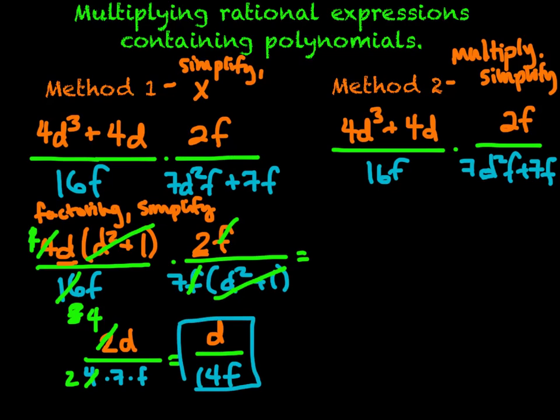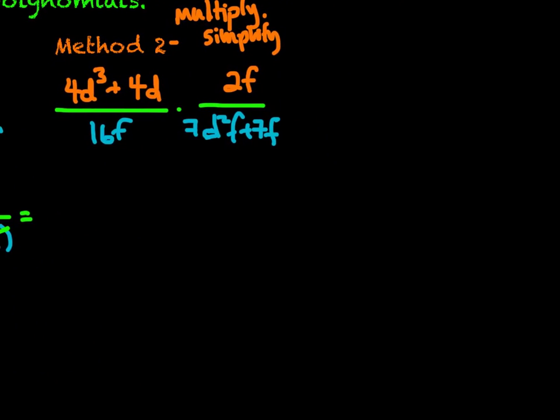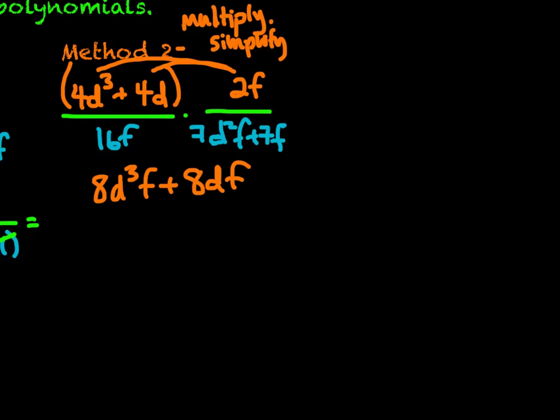Let's now look at the second method, essentially multiplying first and then simplifying. And I'm going to scoot over here so I have enough room. So we're going to first multiply and then simplify. We have 4d to the third plus 4d times 2f. So essentially what we're saying is all of this 4d to the third and the 4d, that's in parentheses. So this 2f will have to get distributed into there. So if the 2f was distributed in, we end up having 8d to the third f plus 8df on the top.